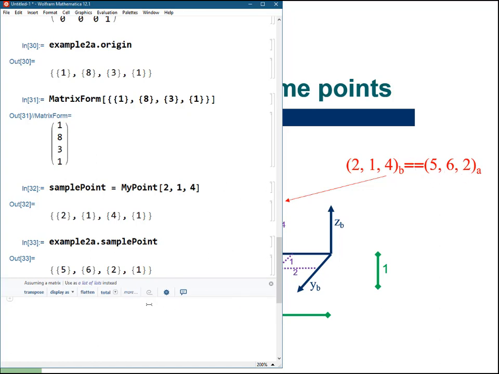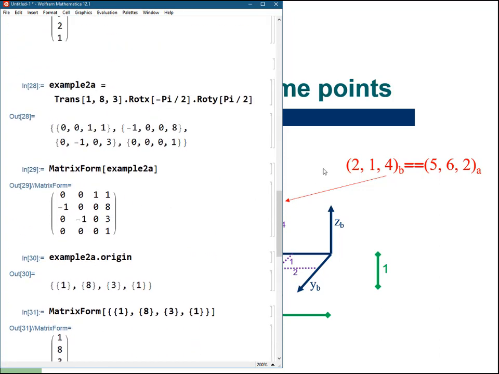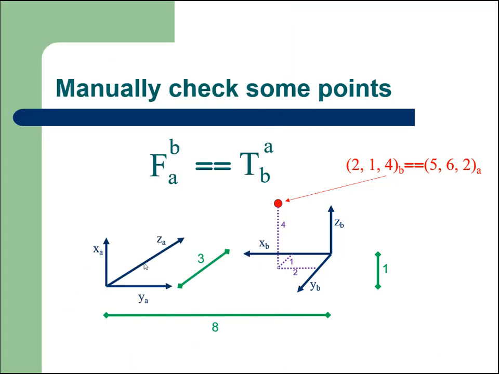So cool. So it looks like example 2a is indeed the matrix that is the transformation, the homogeneous transformation from B to A. Again, I can't be sure, but I'm just kind of sanity checking it. You can do a lot more checks later, but this video is long enough already.